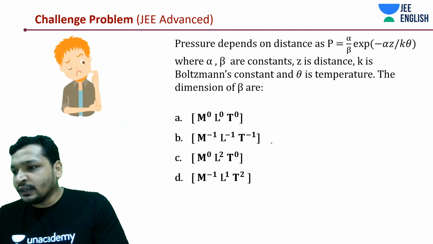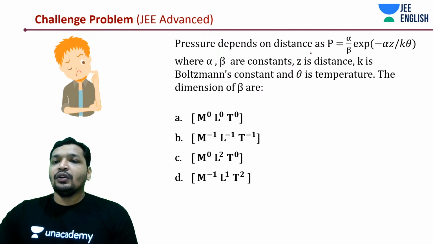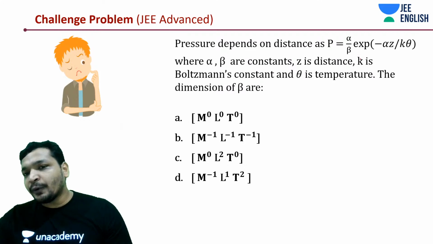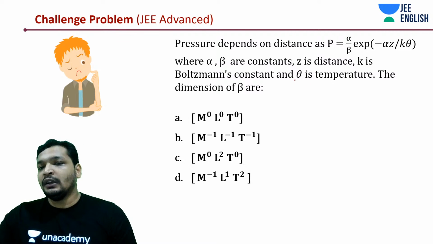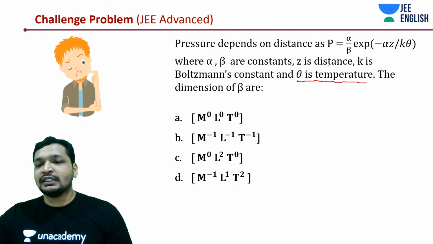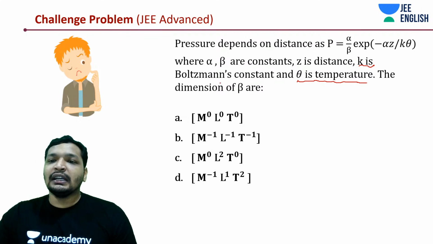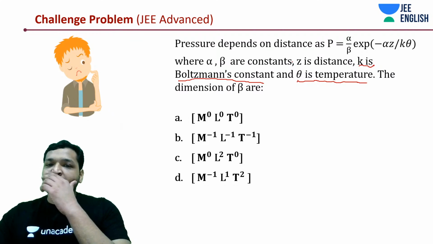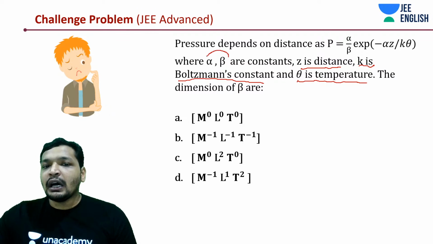A very interesting one. So pressure depends upon distance, given as P is equal to alpha by beta, exponential of minus alpha z divided by k theta. Theta sometimes is also the temperature, guys. You use T for temperature, sometimes you use theta. K is the Boltzmann constant, generally denoted with capital K, but even small k can be used. They're telling you everything, and Z is the distance. Alpha and beta are constants.